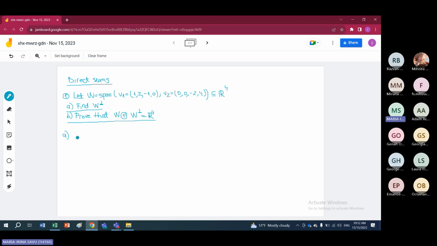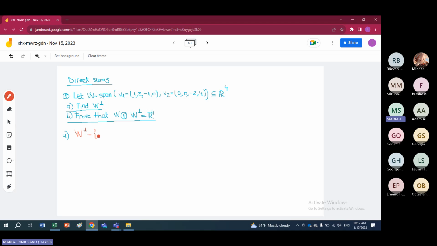I have seen that some messages appeared on the chat, but I will check them later. Okay, so let's see how to solve the first point. What is the definition of the orthogonal complement?